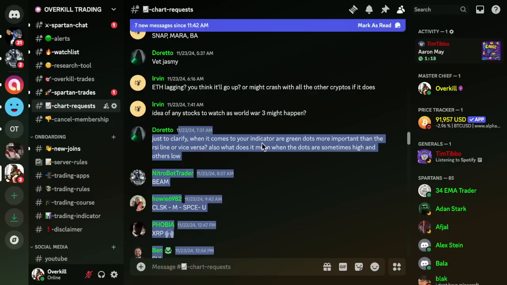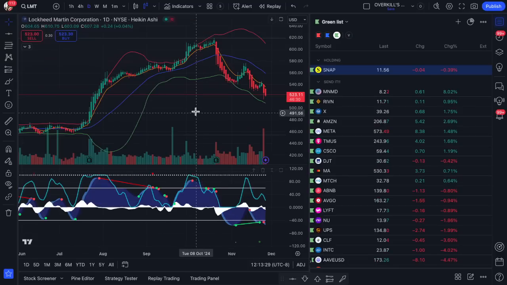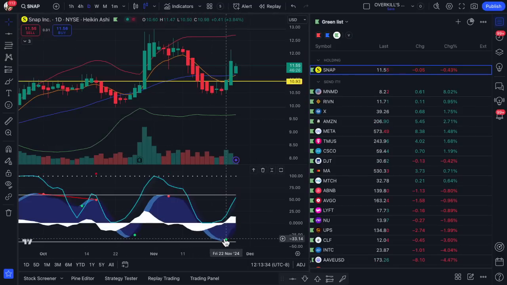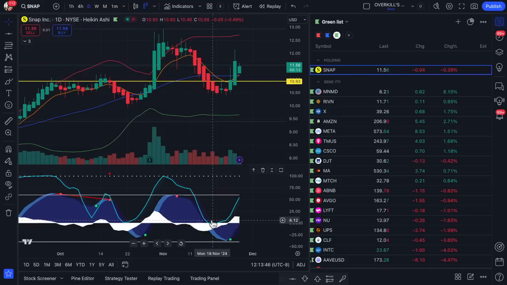Just to clarify, when it comes to your indicator, are the green dots more important than the RSI or vice versa? Also, what does it mean when the dots are sometimes high and others low? So the lower the dot you get, like if the wave's down here, that normally means the stochastic is also down there on the floor. With the indicator, it all plays in together. We've combined a bunch of different indicators and put them all into one. So when all of the signs line up, when the stochastic RSI, the light blue line, is down here on the floor and you're getting a green dot, those are the ones to buy.